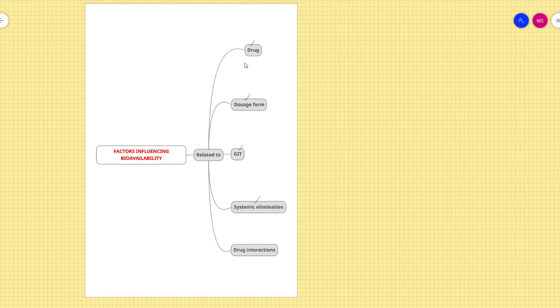So we'll be taking up these factors one by one, but have in mind that we would be emphasizing oral bioavailability. So there are other routes from which we can have bioavailability, like subcutaneous or intramuscular, and so on and so forth. But in this discussion, we're going to limit ourselves to the factors influencing oral bioavailability.